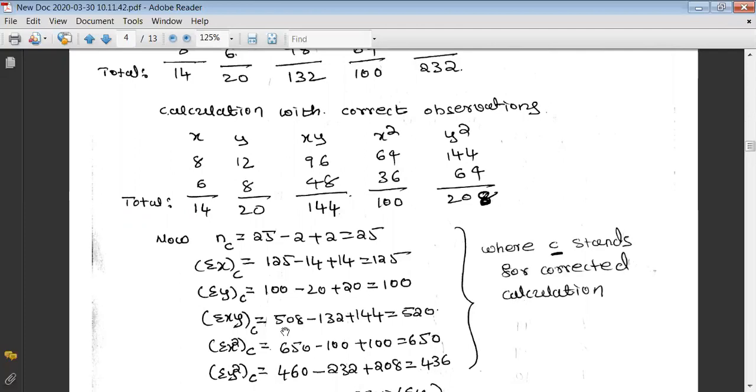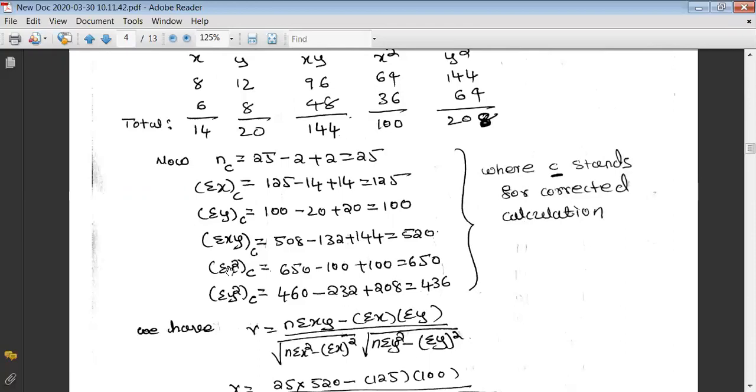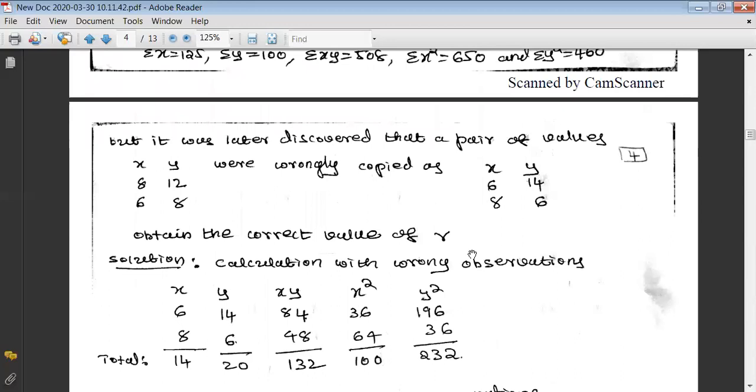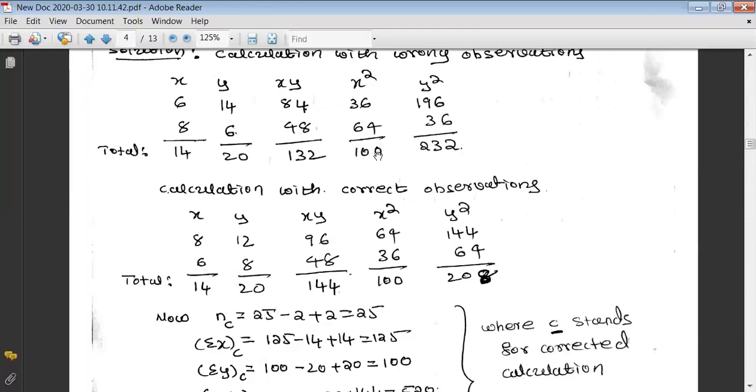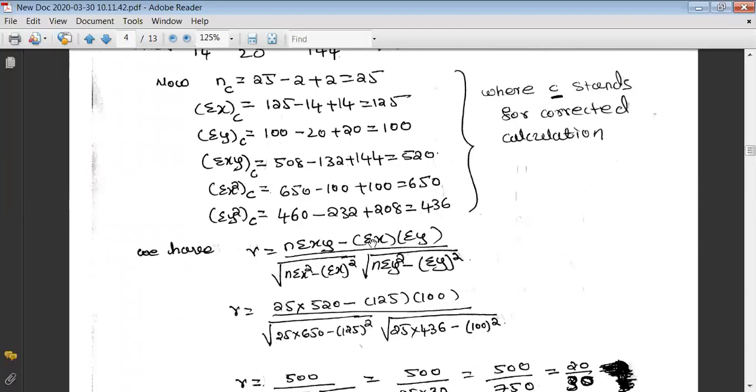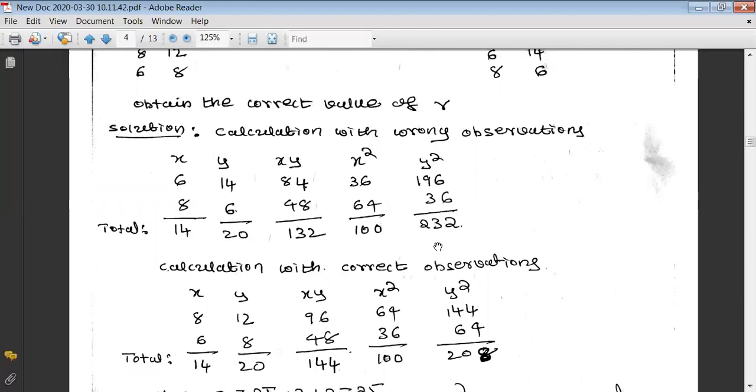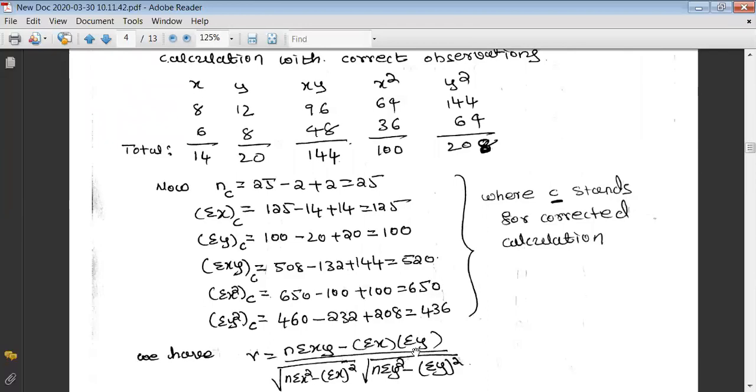Now let us get the corrected total of x square. Earlier total of x square is 650 that you have added here, and the wrong total of x square is 100, and the correct total of x square is 100. Take out 100, add 100, they get cancelled. We are left with 650 only. Next, coming to total of y square corrected, earlier one is 460 and the wrong total of y square is 232, and the correct total of y square is 208. If you simplify this, it leads to 436, and all these values refer to the corrected values.